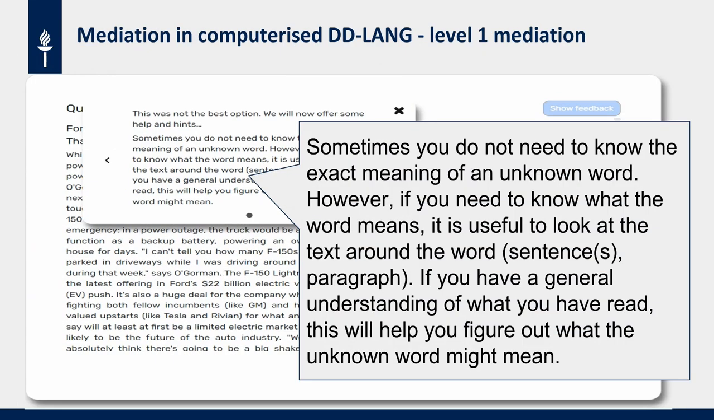And to display, if the learner replies incorrectly for the first time, for this construct, the feedback would be, sometimes you don't need to know the exact meaning of an unknown word. However, if you need to know what the word means, it is useful to look at the text around the word, and also if you have a general idea what you have read, it helps you forward.